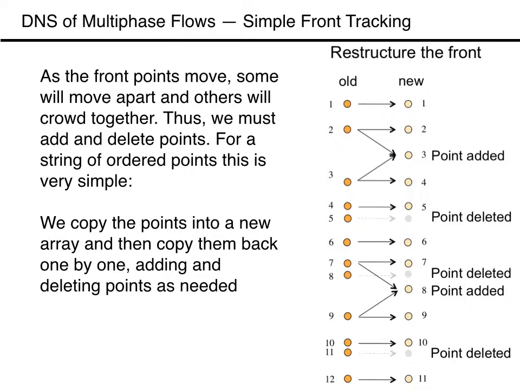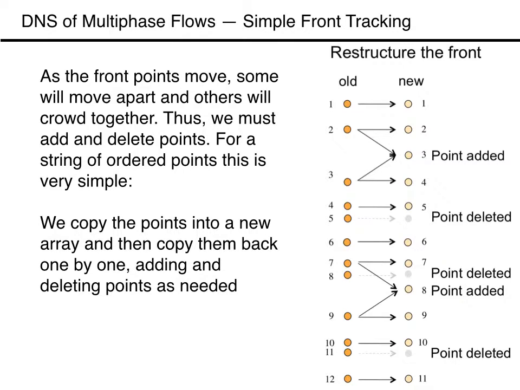We start by copying the point location into a temporary array. We then put the first point back to where it was, and then compute the distance between the second and the first point, assuming that it is a straight line. Using the figure on the right-hand side of the slide as an example, we see that the distance falls between the minimum and the maximum, so we simply copy point number 2 back to where it was.